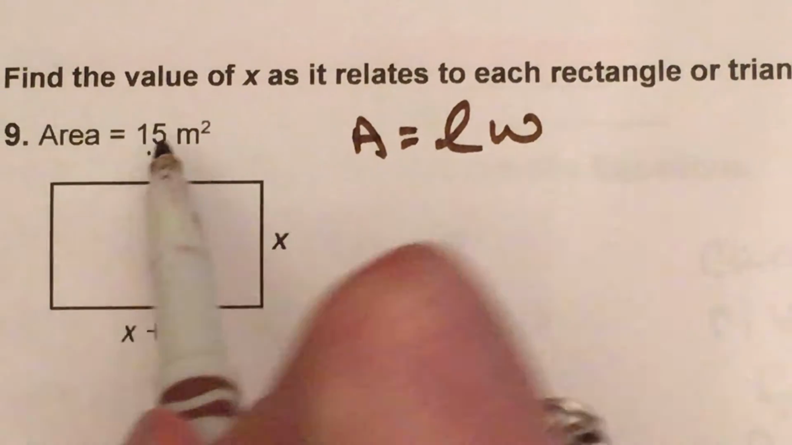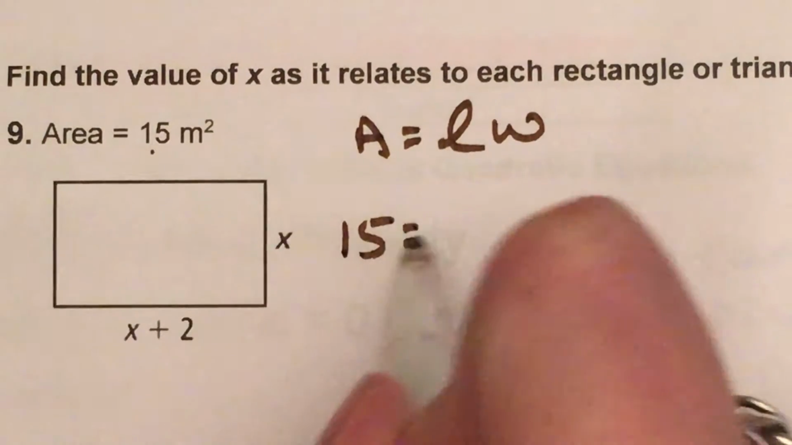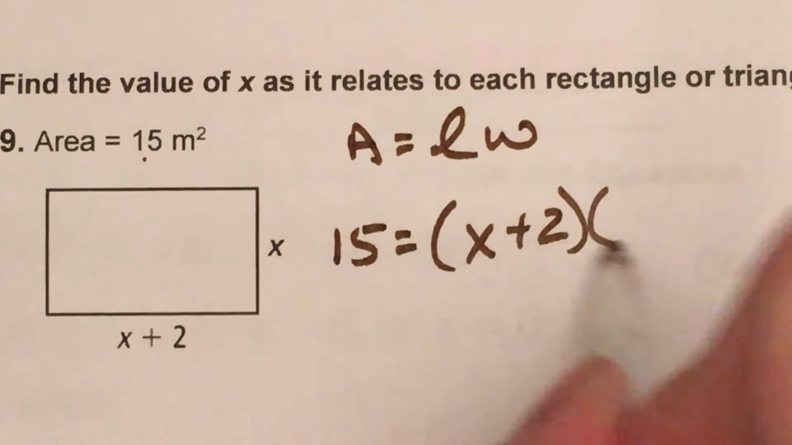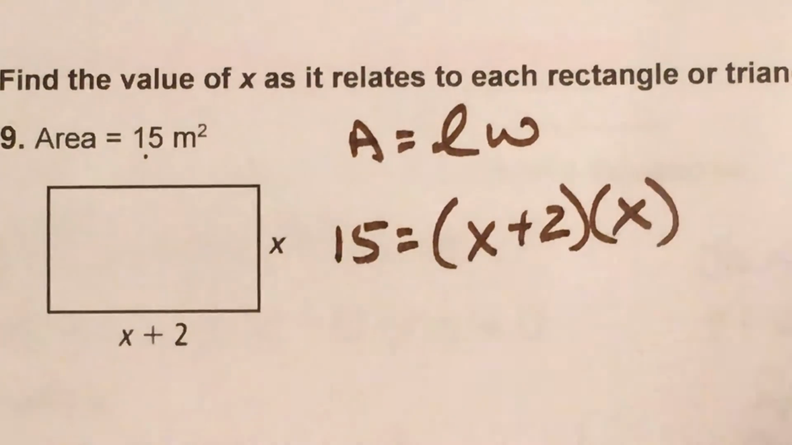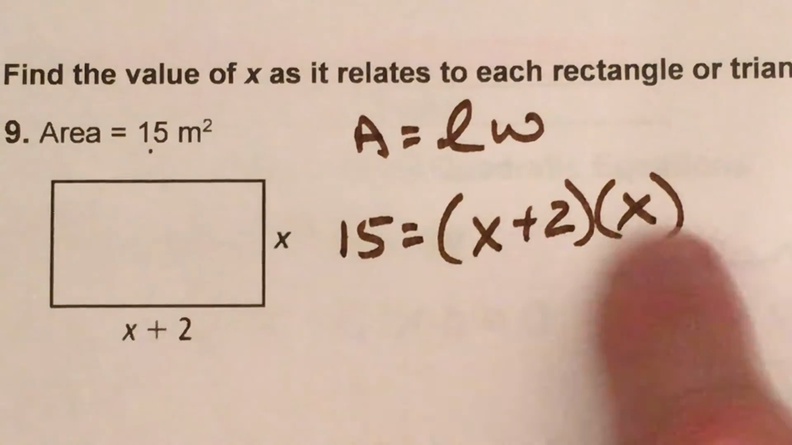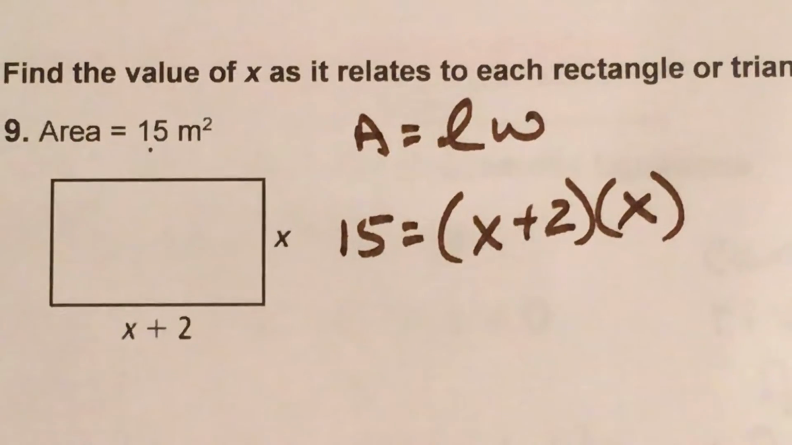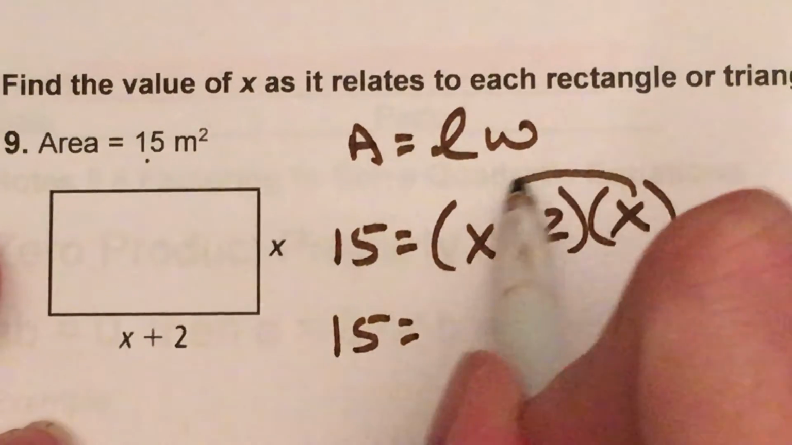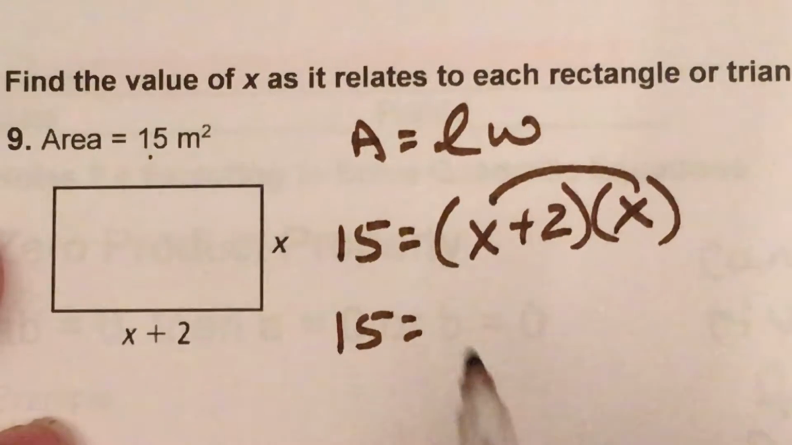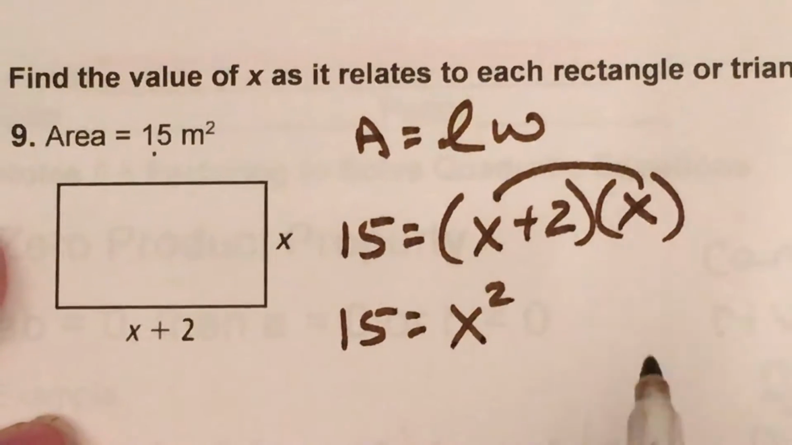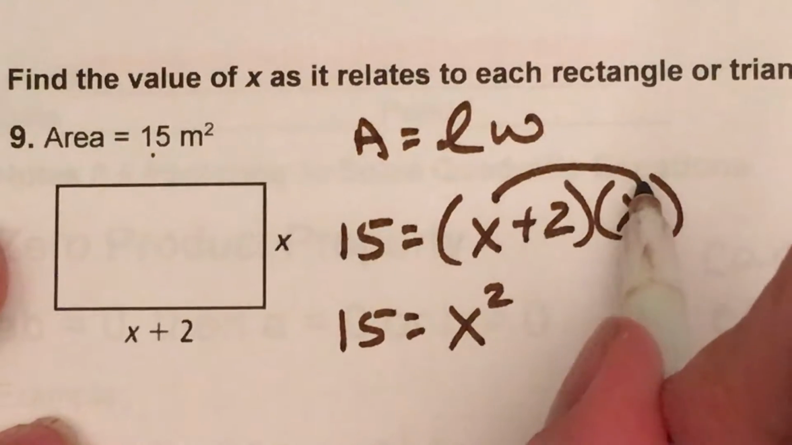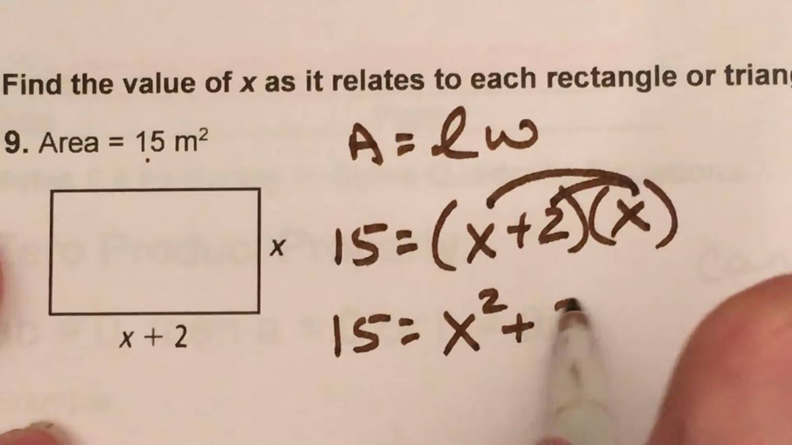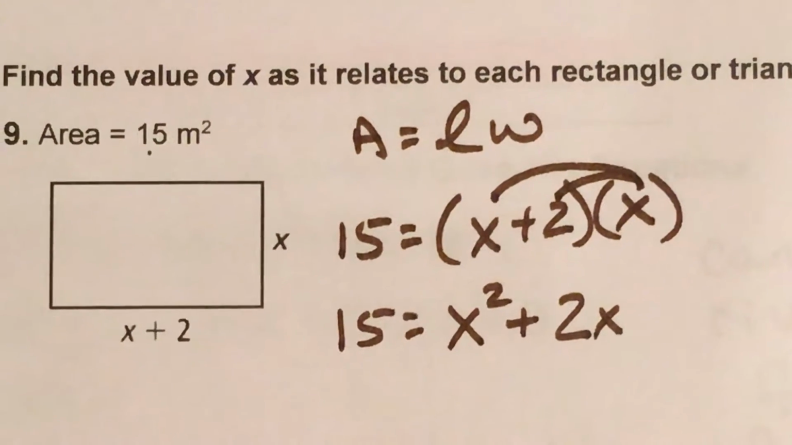So we know what the actual area is. That's 15. The length, x plus 2, and the width is x. And yes, you totally could have switched those. That's not a problem. So let's distribute. What's x times x? X squared all day long. Positive times a positive? Positive. 2 times x? 2x.